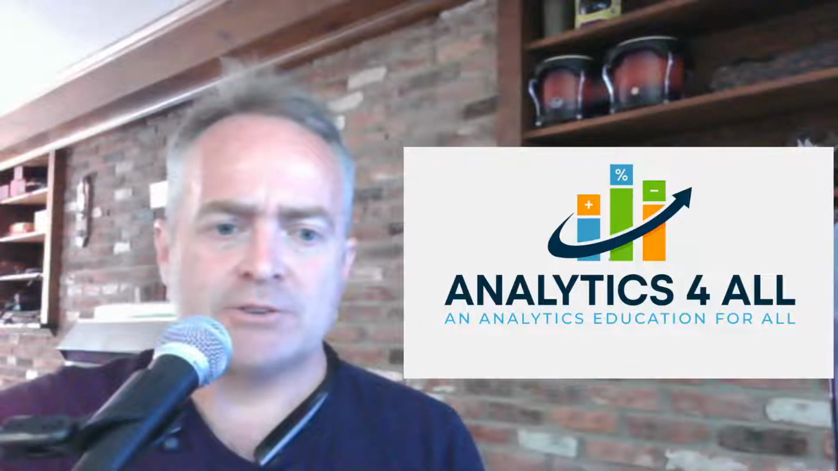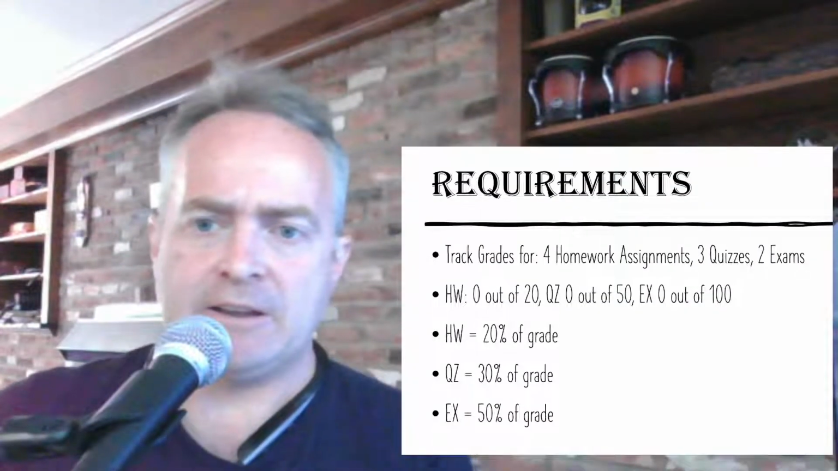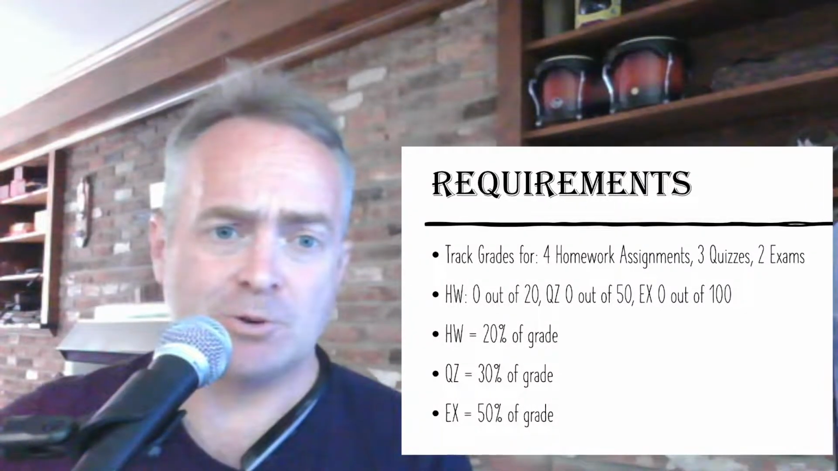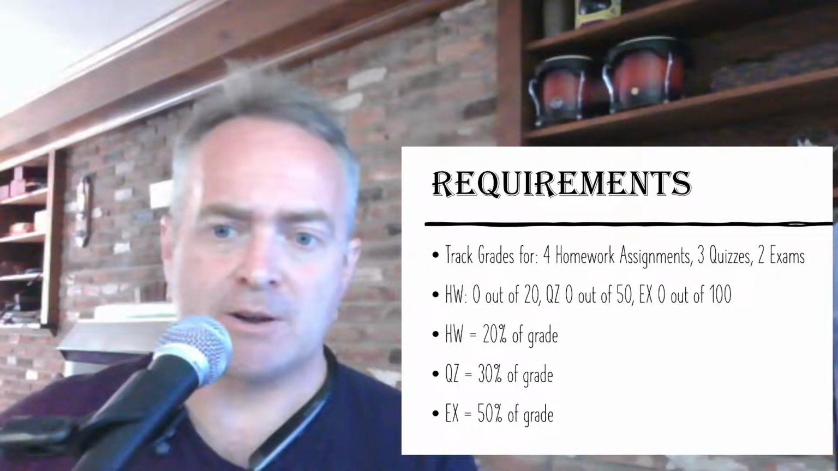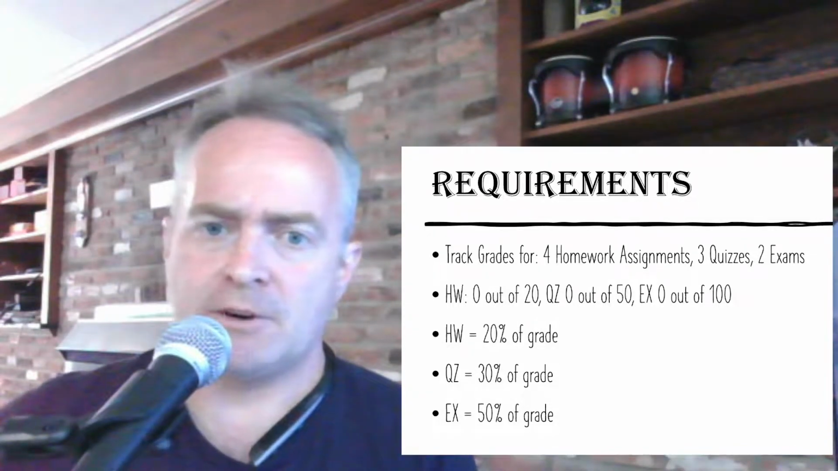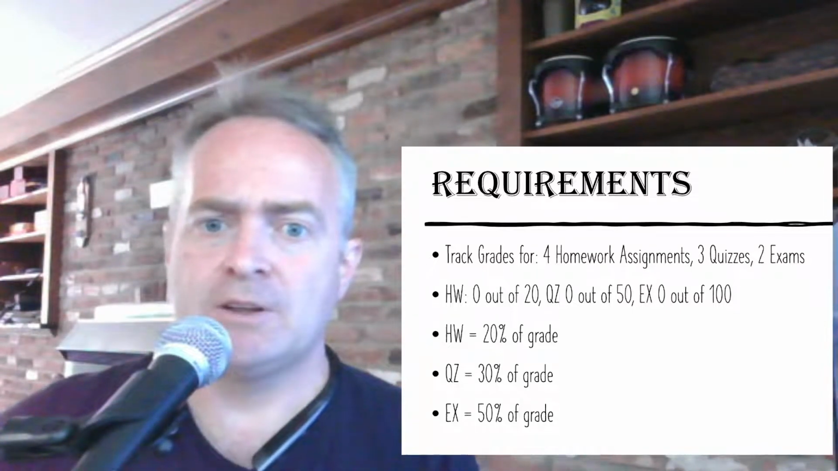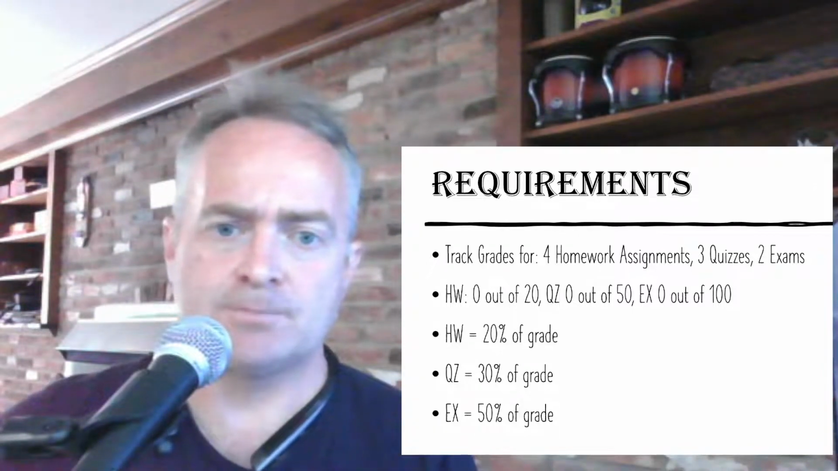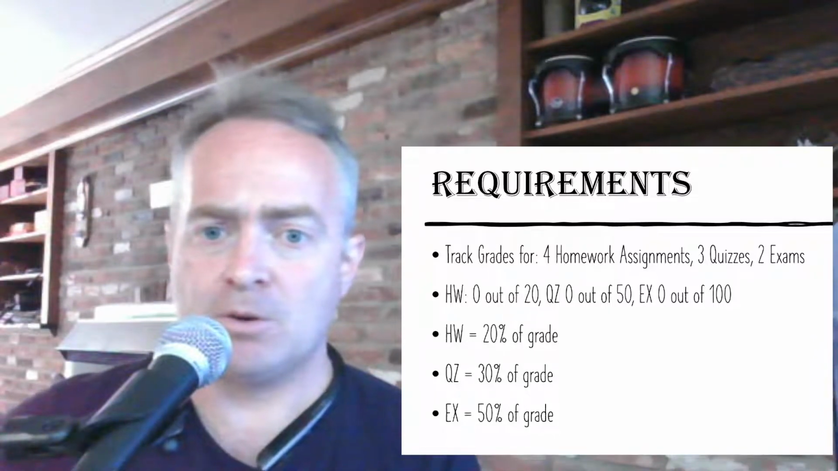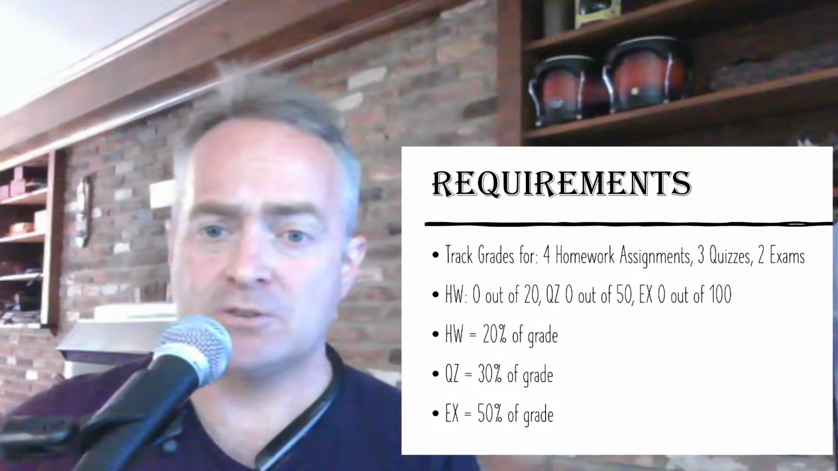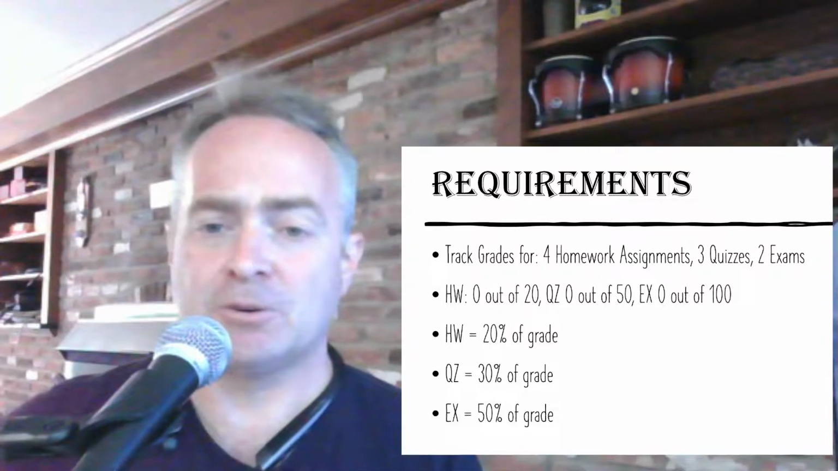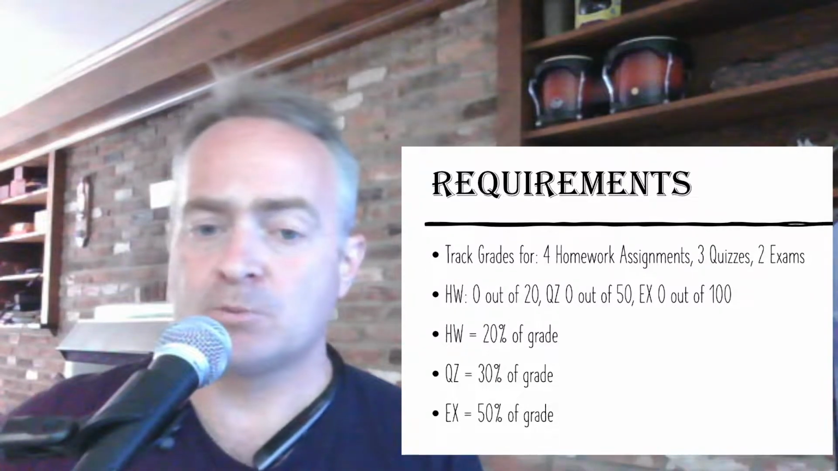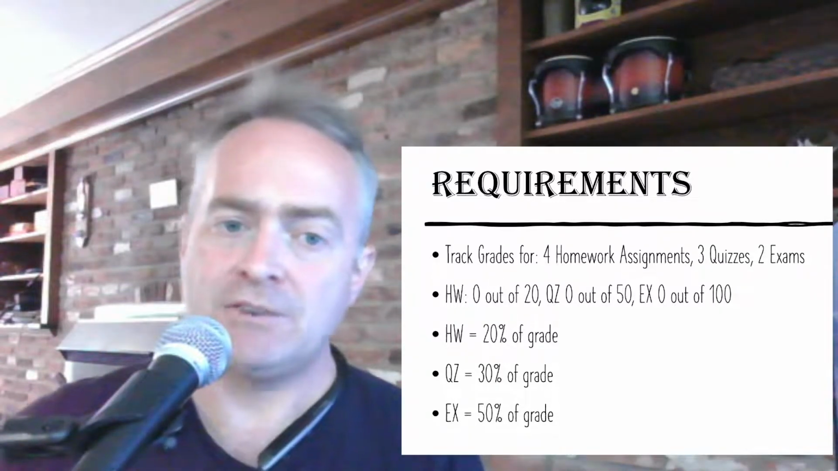All right. So in this lesson, we're going to create a grade book. I want to do a grade book because I think that's something we're all familiar with. We've all gone to school. I don't want to do something too industry specific, which might confuse some people. So for this grade book, it's going to be very simple. We're going to be tracking the grades for one class, and this class is going to have 4 homework assignments, 3 quizzes, and 2 exams. Homeworks will be worth 0 out of 20 points, quizzes will be worth 0 out of 50 points, and exams will be worth 0 out of 100 points, 0 to 100, not out of 200 points. Homeworks are worth 20% of the grade, quizzes are worth 30% of the grade, and exams are worth 50% of the grade.